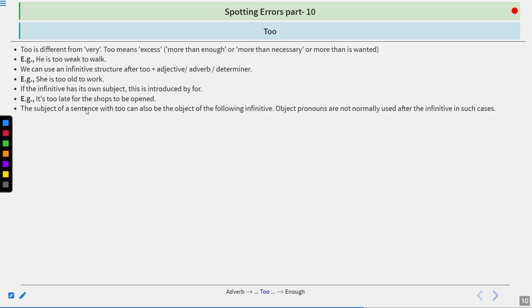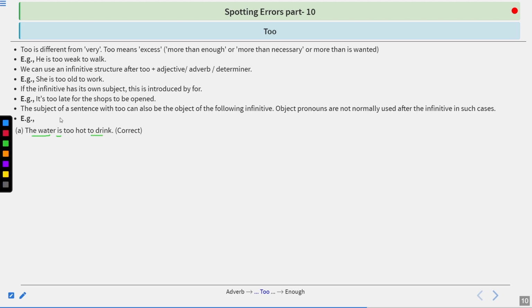The subject of a sentence with too can also be the object of the following infinitive. Object pronouns are not normally used after the infinitive in such cases. So what do you have understood by this? Let's look at the example. The water is too hot to drink. So here we are saying the subject of this verb is water. And the infinitive to drink, the water is the object of the verb drink here.